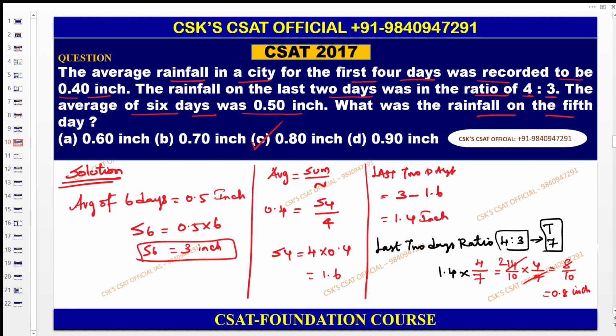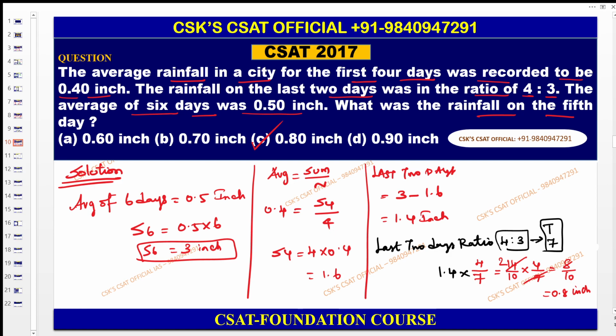Sir, could you repeat that last 2 days part? Could you repeat again? So here the last 2 days is nothing but the difference between the first 6 days and the first 4 days. So therefore we can find out the last two. Therefore 3 inch minus 1.6 inch, which is equal to 1.4 inch.